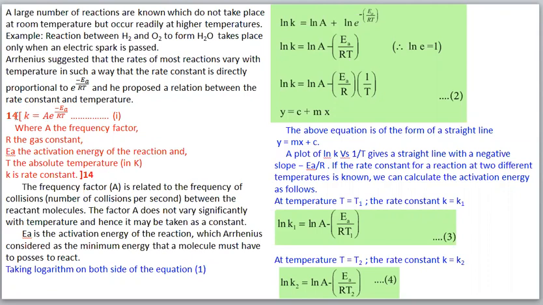So the Arrhenius equation is small k, not capital, small k equal to A e raised to minus Ea by RT, where A is frequency factor, R is the gas constant, Ea is the activation energy of the reaction, and T is absolute temperature, that means temperature in Kelvin scale. k is rate constant. Okay, this much is the answer for question number 14.